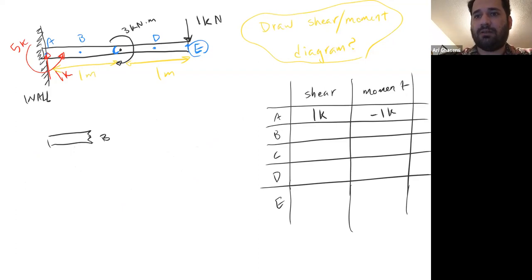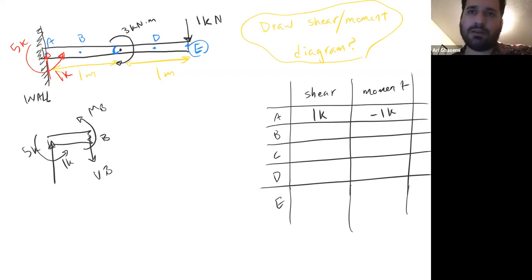So you have VB, MB, and there you go, you have 1K, 5K. Okay. Hold on. In the previous calculation, I think I should have used 5K, negative 5K. Let's do it again.